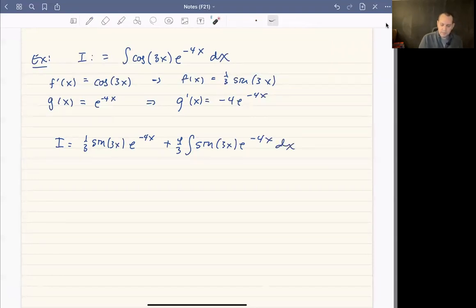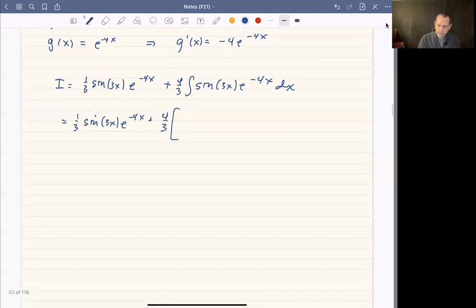Okay, and then how do we evaluate that integral, the integral of sine of 3x e to the negative 4x? Well, what we can do is integration by parts again. And so we'll leave this blank, like I said. So this will be 1/3 sine of 3x e to the negative 4x plus 4/3. We'll leave this blank like we did before, is what I meant to say. And then we just have to evaluate this integral.